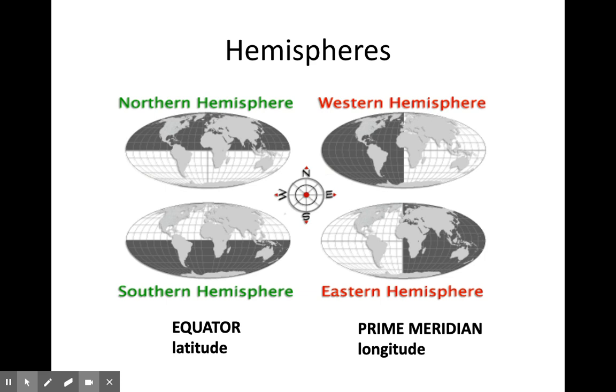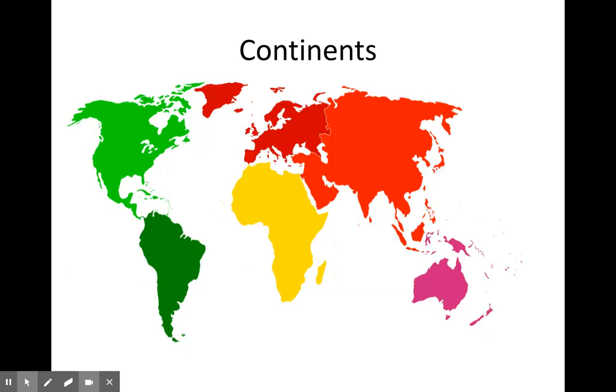A question that might be asked: what divides the western and eastern hemisphere? What's the answer? Prime meridian. That's right. Now, here's another question. What divides the northern and southern hemisphere? If you said equator, you are correct. So that gives you a little outline.